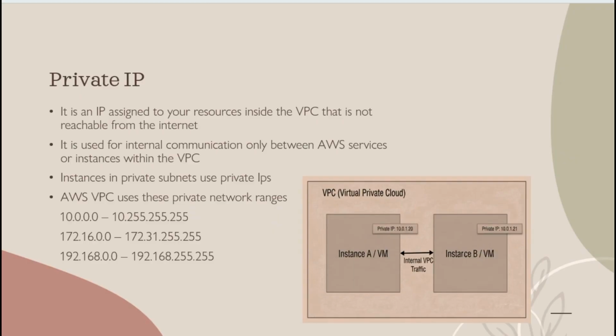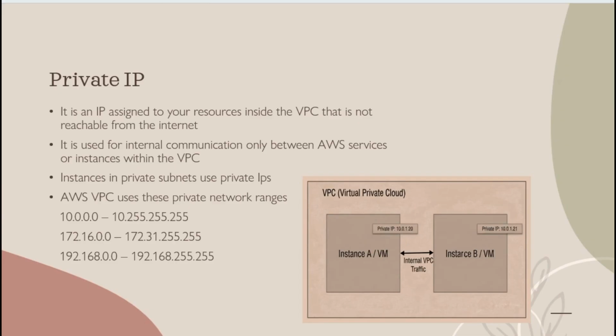And the next one is private IP. The private IP is not unique around the world and it can be repeated across different lands. The private IPs work only inside the VPC and are mainly used for internal communication between the AWS services or the instances that are present within the VPC. And the instances which are launched inside the private subnet use the private IP.